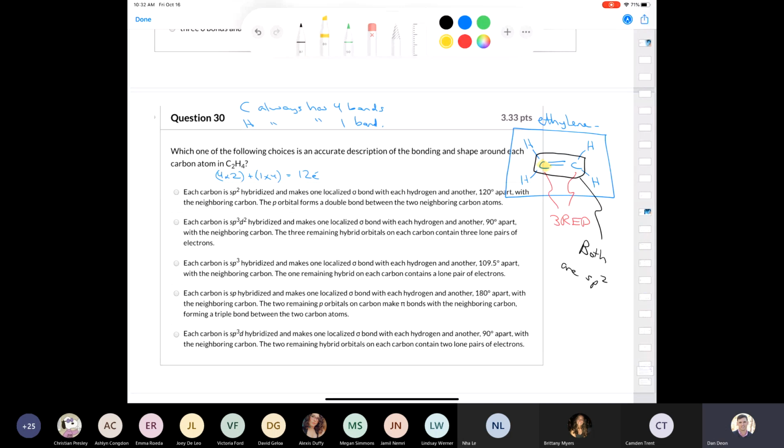If you read all these answers, and I'm not going to plow through all of them because it's pretty exhaustive, you see that each answer mentions hybridization. We have sp3, sp, sp3d, sp3d2. So as long as you're able to figure out the hybridization of those 2 carbons, then you're going to know that the answer has to be the first one. Each carbon is sp2 hybridized, makes 1 localized sigma bond with each hydrogen and with another, 120 degrees apart with neighboring carbons. The p orbital forms a double bond between the 2 neighboring carbon atoms.